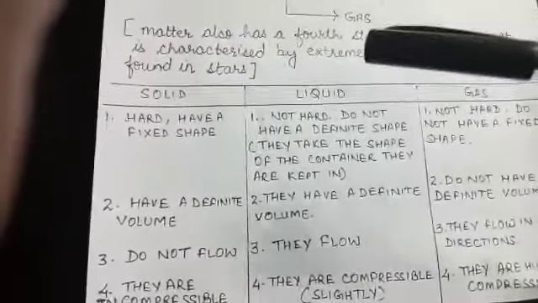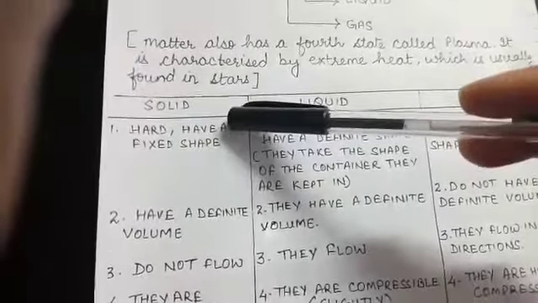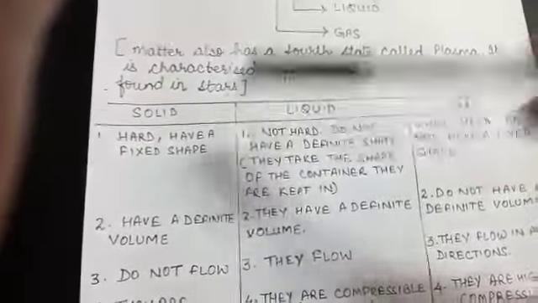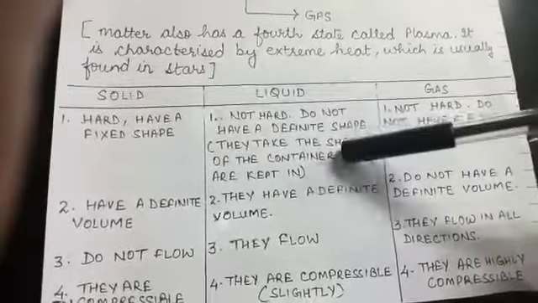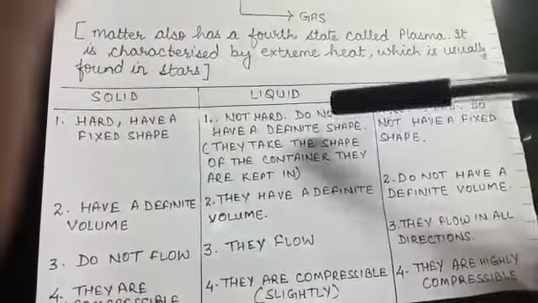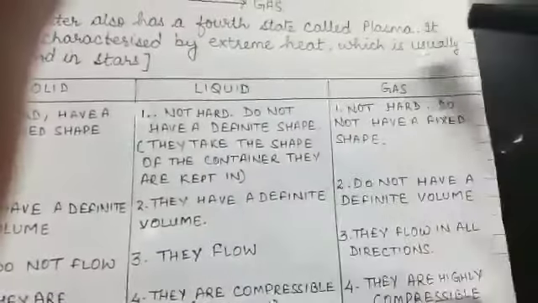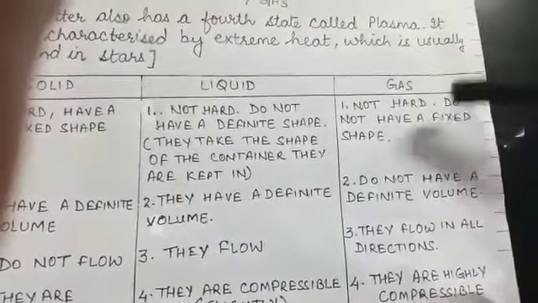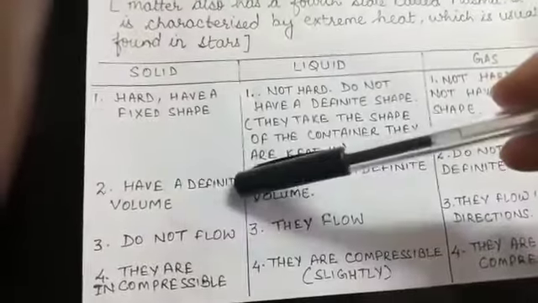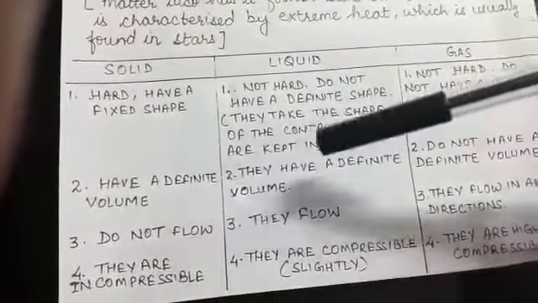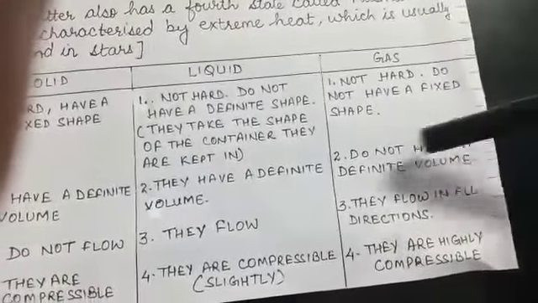Solids are hard and they have a definite shape. Liquids are not hard and they do not have a definite shape. They take the shape of the container in which they are kept. Gases are not hard. They do not have a fixed shape. Solids have a definite volume. Even liquids have a definite volume. Gases do not have a definite volume.